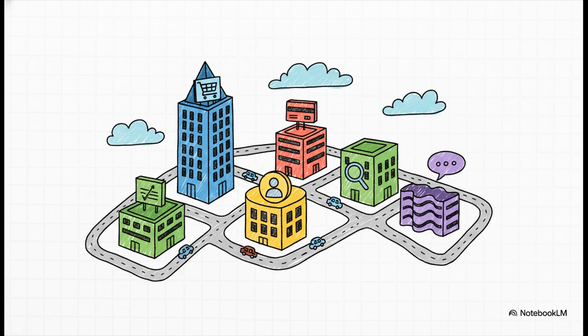Instead of that one tangled mess, think of a microservices application like a bustling city. Each building is its own separate, independent service with a very specific job to do. You've got the payments building over here, the user account skyscraper over there, and the shopping cart warehouse down the street. They're all separate, but they cooperate to make the whole city function.